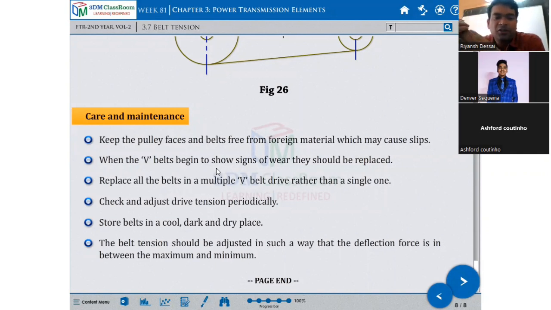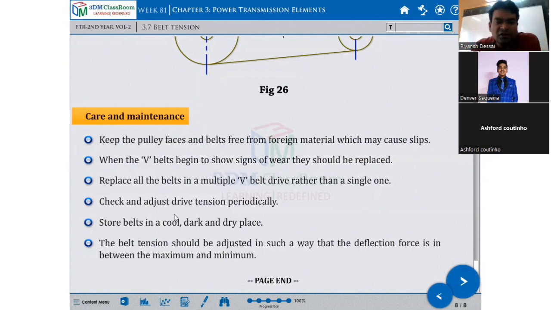When V-belts begin to show signs of wear and tear, they should be replaced. Replace all the belts in multiple V-belt drives rather than a single one. Suppose there is a 4-groove V-pulley drive, a multiple V-groove drive. Only one belt may be worn, but you don't replace just one; you have to replace all 4 belts.